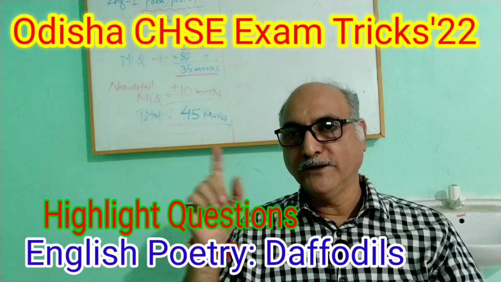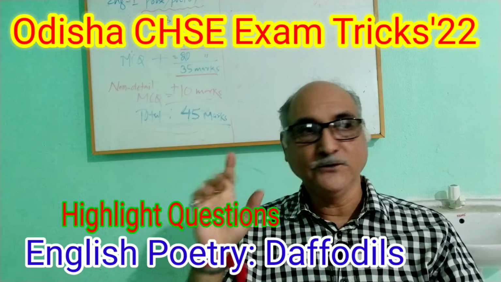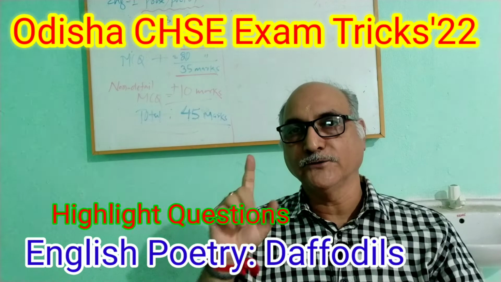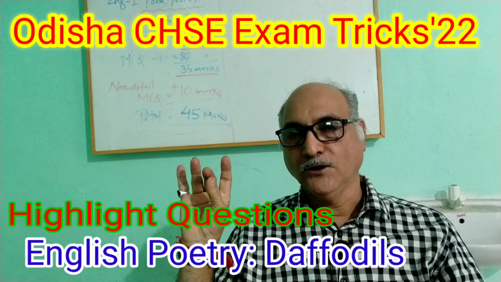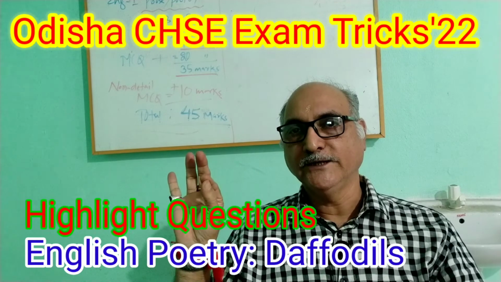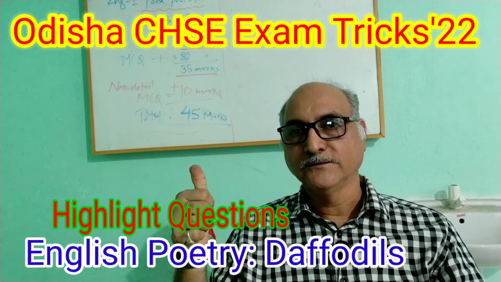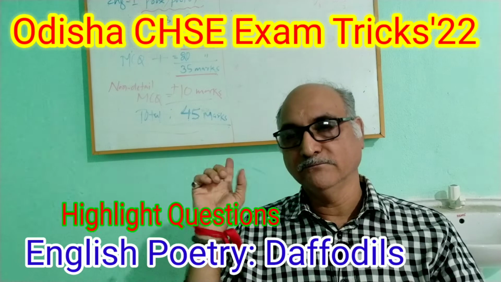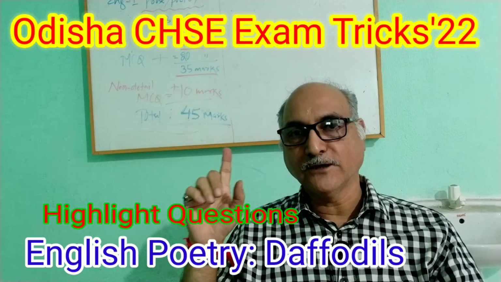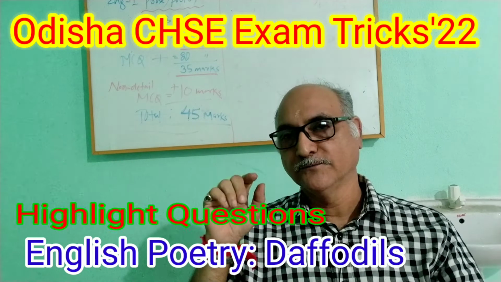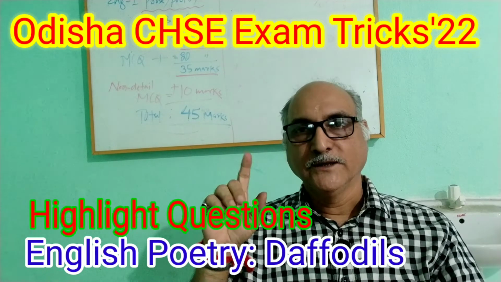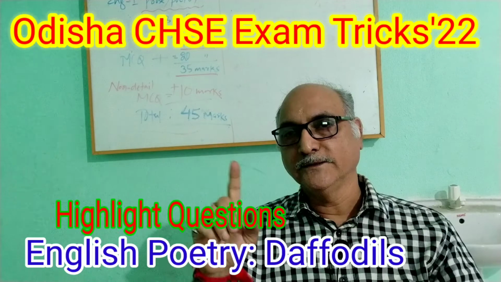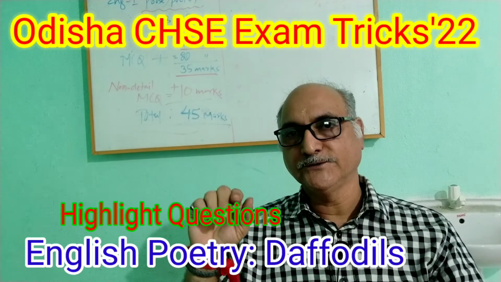So in the poem Daffodils, what he has described, you have to mainly focus on points such as person, place, object, incident, and the 5th one is comparison, if any, because questions are coming from comparison also. So 5 things you have to focus on. Let us see, when and where did he see the daffodils?